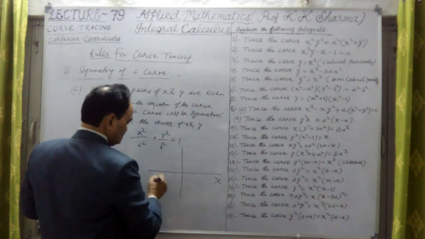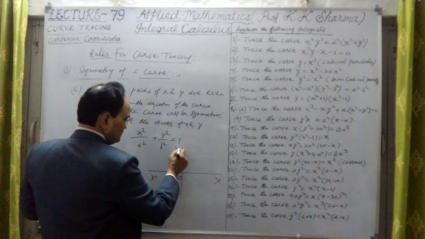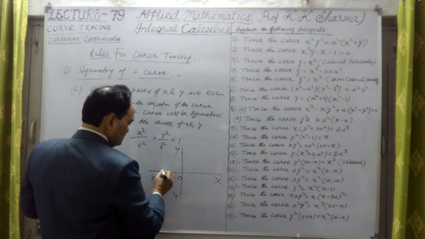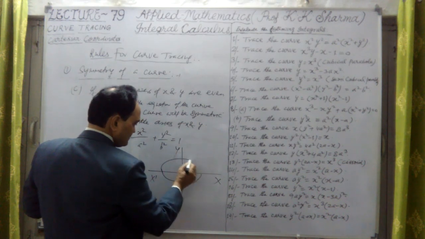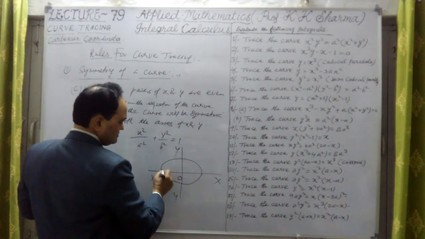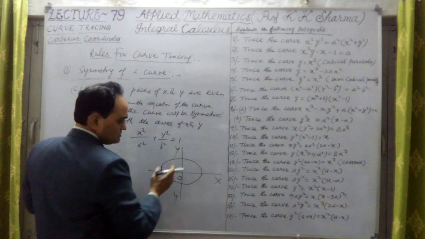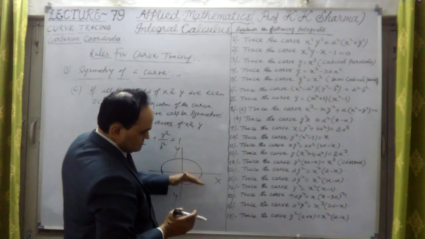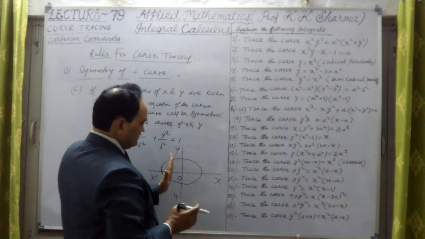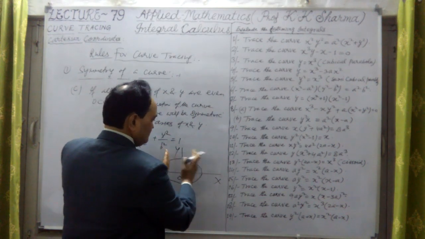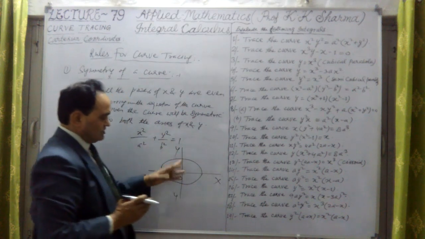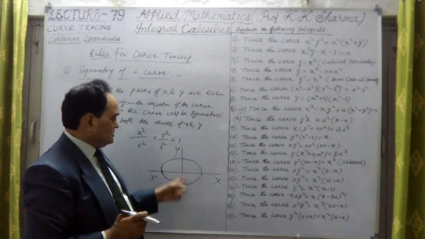This is the x axis, x dash, origin, y and y dash axis. You know that this is an elliptical figure, or ellipse. It is symmetric to both the x-axis and y-axis also. On both sides of y we have a similar figure of the curve. So this is an ellipse here.